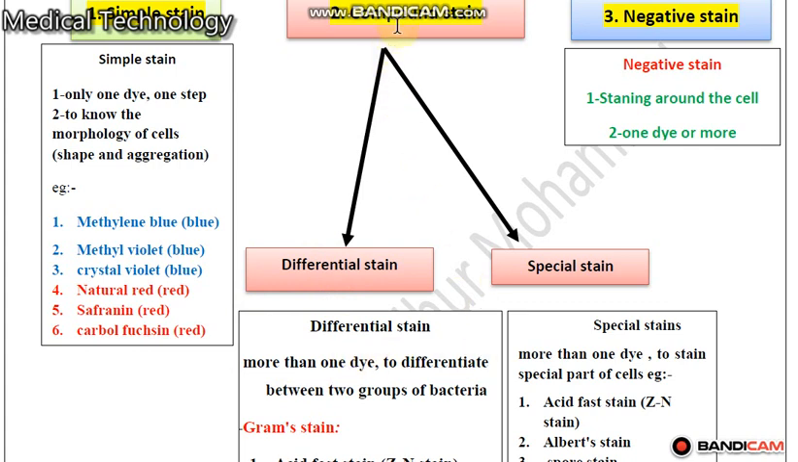Okay, so the differential stain is classified under the compound stain and the special stain is classified under the compound stain. Why is this stain called differential stain? To differentiate between two groups of bacteria. Why is this called the special stain? To stain a special part of bacterial cells.